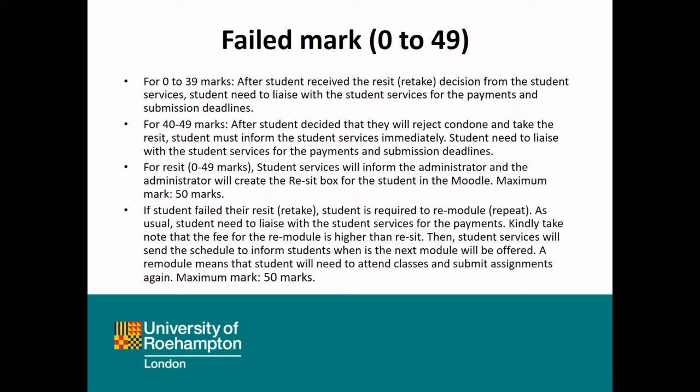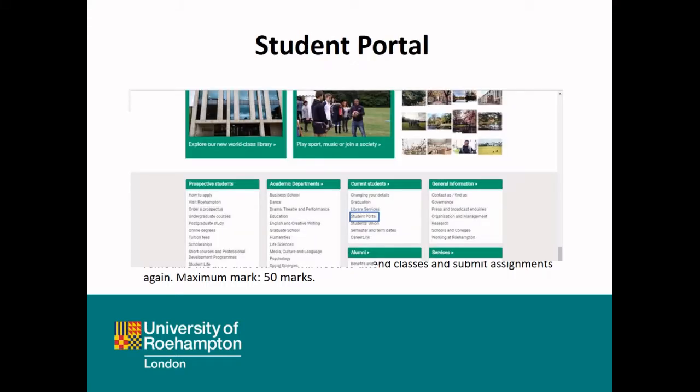For resits, student services will inform the administrator and the administrator will create the resit box for the student in the Moodle. The maximum mark for your assignment is 50 marks. If the student happens to fail their resit, the student will be required to remodule. As usual, the student will need to liaise with the student services for the payments. Kindly take note that the fee for the remodule is higher than the resit. Then the student services will need to send a schedule to inform students when the next module will be offered. A remodule means that the student will need to attend classes and submit assignments again. The maximum mark for your assignment is 50 marks.